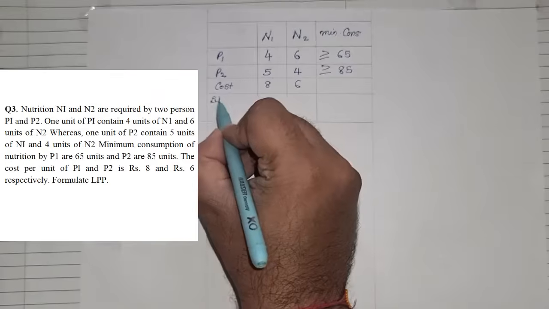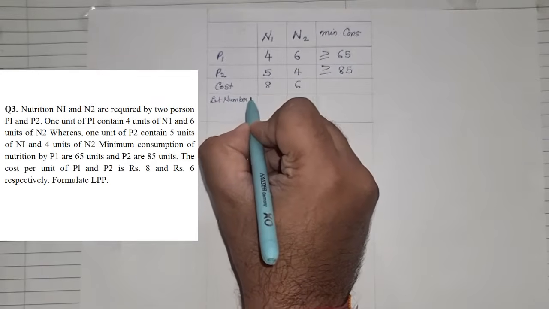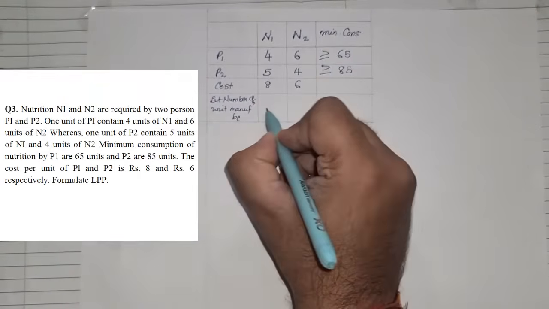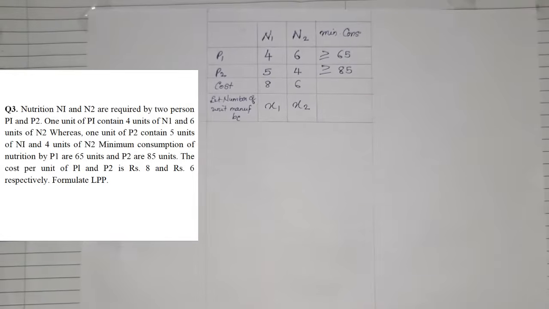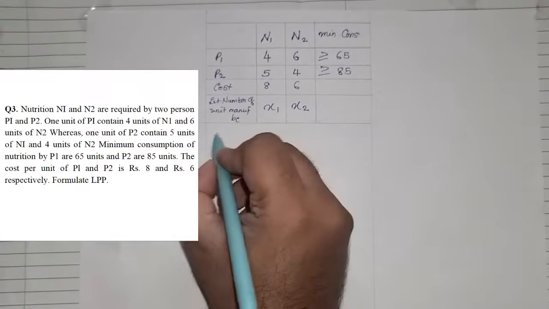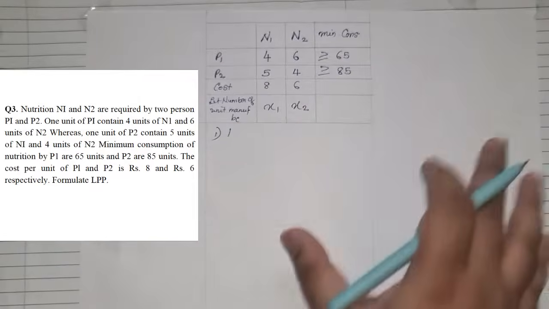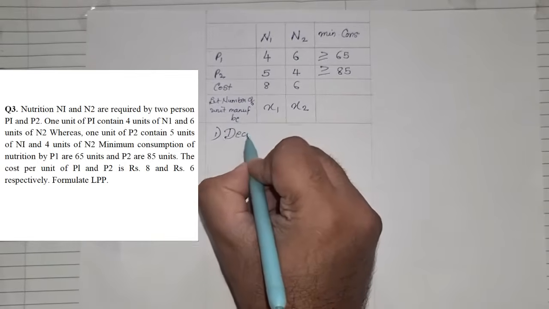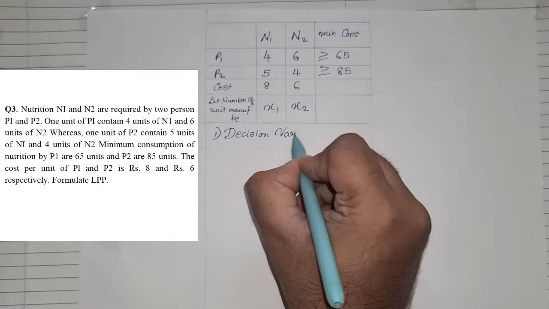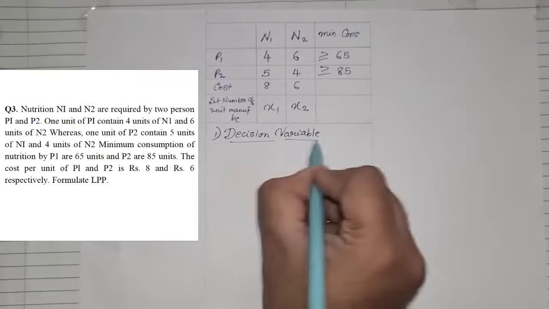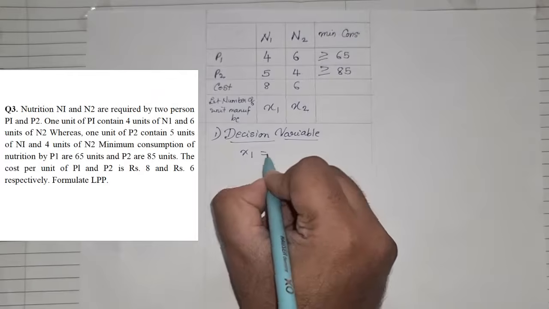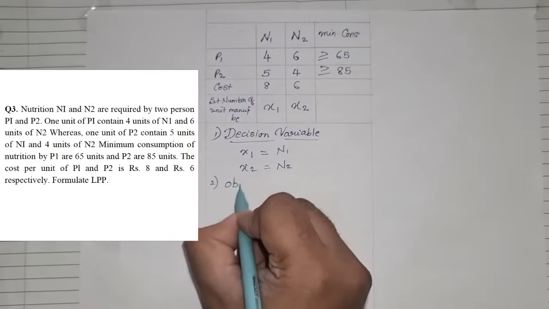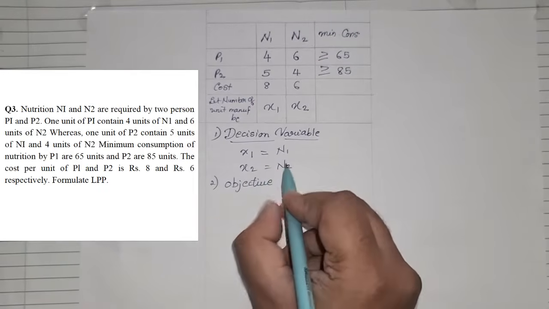Okay, now I'll write here, let the number of units manufactured be x1 and x2. Okay, so again now we'll start with number 1. The solving is the same, the only thing is it will be greater than, and this is based on your cost. So here the first point is decision variable. Our decision variable will be, let x1 be n1 and x2 will be n2. Second, objective function.